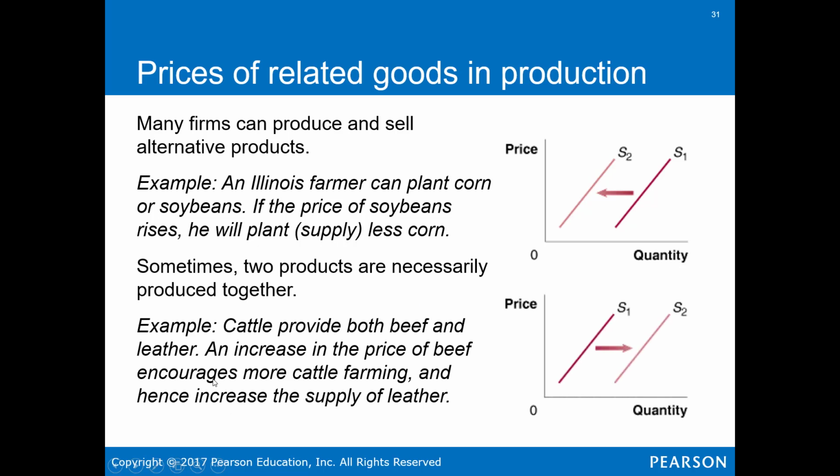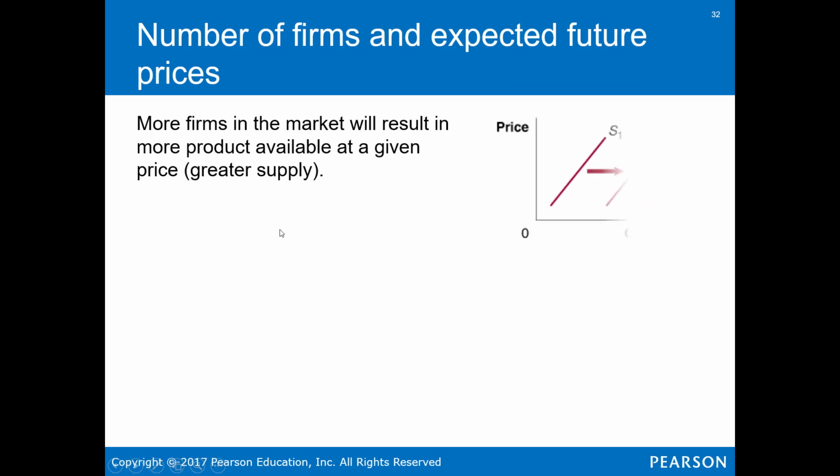Cattle provide both beef and leather. An increase in the price of beef encourages more cattle farming, and hence an increase in supply of leather. So we have the increase in the price of the beef market. So if this was beef here, there's a quantity increase in leather because by producing more beef, we would use more cows, therefore more leather.